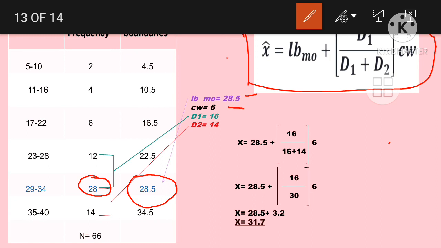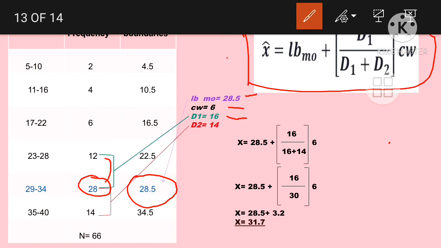On getting the D sub 1, as we discussed earlier, D sub 1 is the difference of the modal class and the class preceding it. So, we need to get the difference of the class preceding it. So, what is the number? It is 12. So, 28 minus 12 is equal to 16.